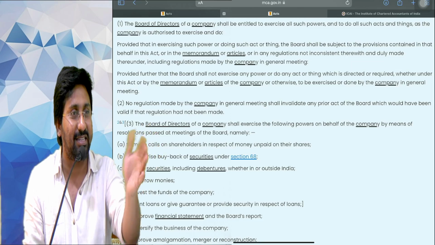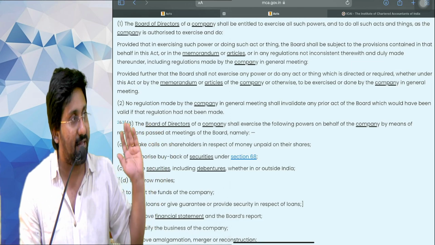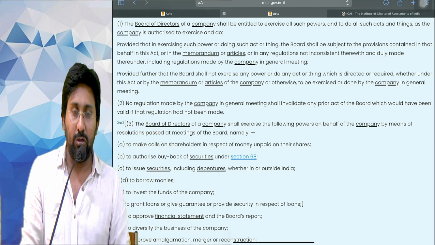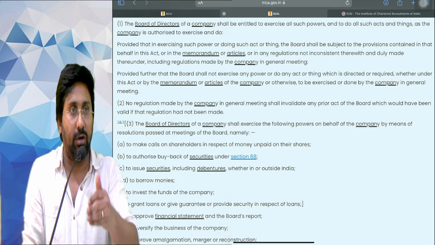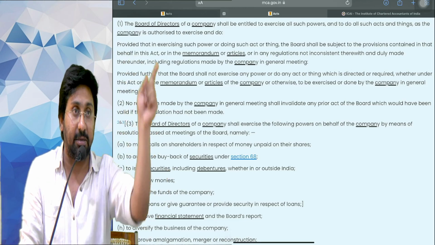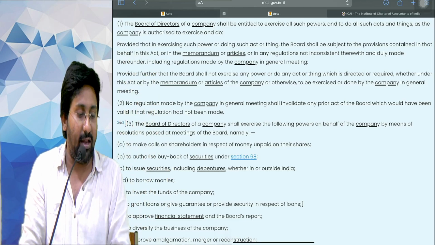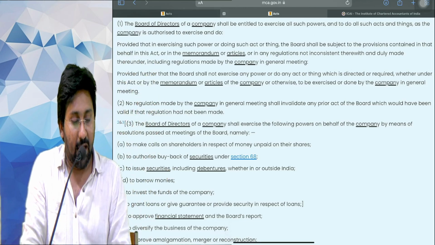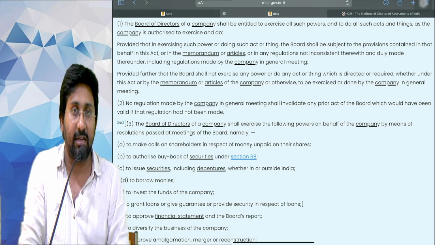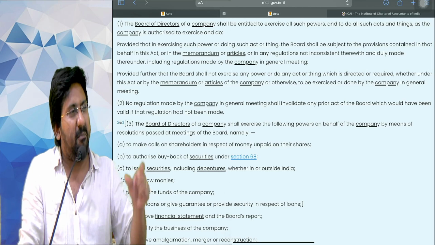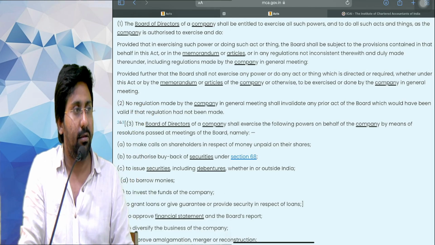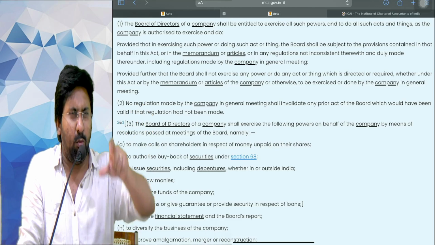Just for introduction's sake I said that. Now read the sentence in the bare act as it is. The board of directors of a company shall be entitled to exercise all such powers and to do all such acts and things as the company is authorized to exercise and do. Okay, sir, in this, what is the important word? What is the most important word?